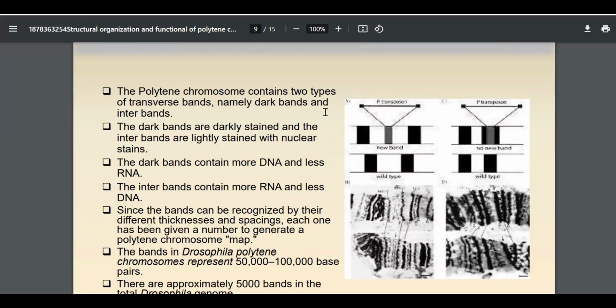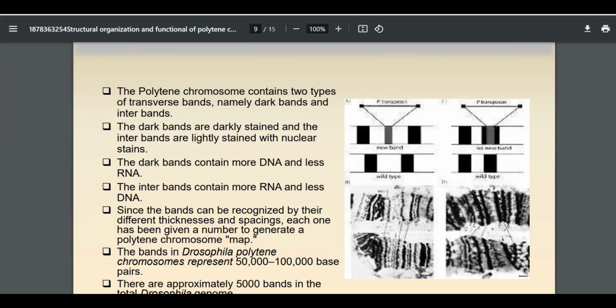The polytene chromosome contains two types of bands. These are the dark bands and the interbands, right? The dark bands are darkly stained and interbands are those which are lightly stained with the nuclear stains. Dark bands are going to contain more compactly arranged DNA and less RNA. But in the interbands, you are going to have more RNA and less DNA because the interband is loosely compacted. It is undergoing expression. So it is the active part of the chromosome, right?